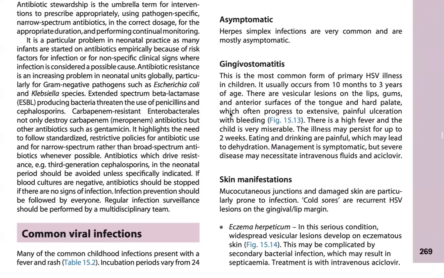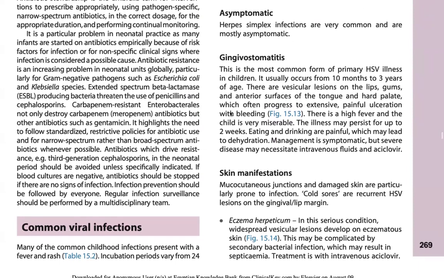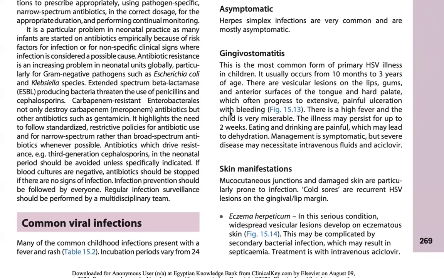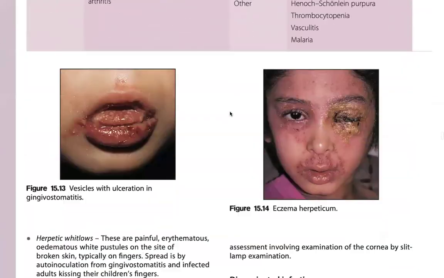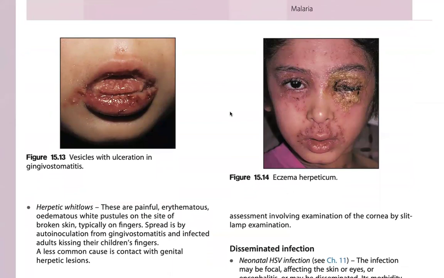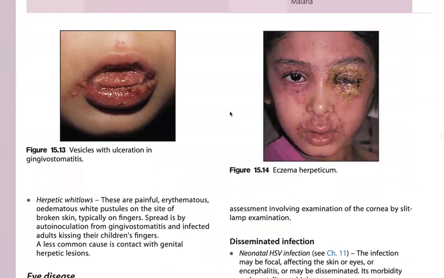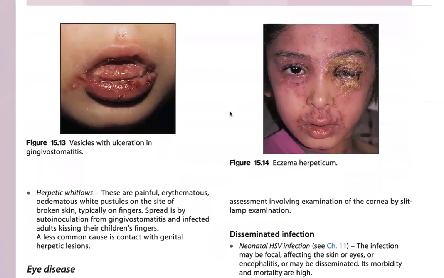Skin manifestations: mucocutaneous junctions and damaged skin are particularly prone to infection. Ulcers and recurrent HSV lesions occur on the gingiva and lip margin, and in eczema herpeticum. In this serious condition, widespread vesicular lesions develop on eczematous skin. This may be complicated by secondary bacterial infection, which may result in septicemia. Treatment is with IV acyclovir. So these are the pictures: vesicular ulcerations in gingivostomatitis, and the next picture is eczema herpeticum.